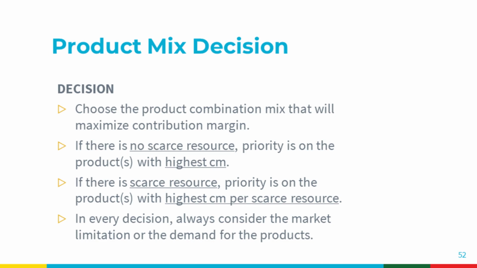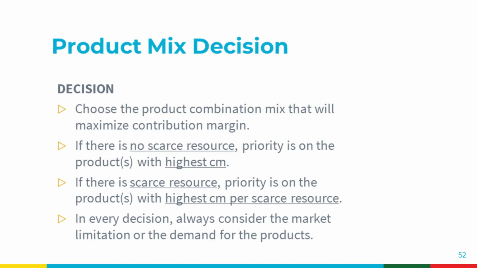Next, if there is scarce resource, or meron tayong isang raw material or be it machine hours ba yung scarce resource natin or is that labor hours, no? May different scarce resources kasing pwede tayong i-consider. If that is present, meron tayong scarce resource, our priority is on the products with the highest contribution margin per scarce resource. Okay, that's basically the CM divided by the scarce resource.